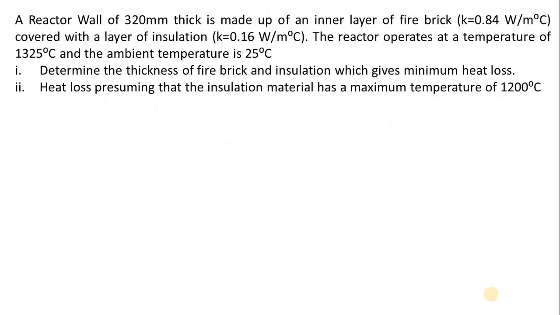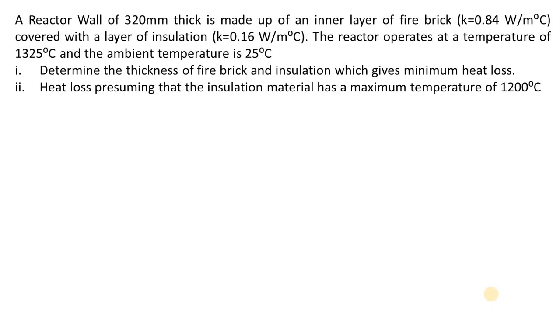Now take one example. A reactor wall of 320 mm thickness is made up of an inner layer of fire brick, thermal conductivity equal to 0.84 watt per meter degree Celsius, covered with a layer of insulation, K equal to 0.16 watt per meter degree Celsius. The reactor operates at a temperature of 1325 degrees Celsius and ambient temperature at 25 degrees Celsius.